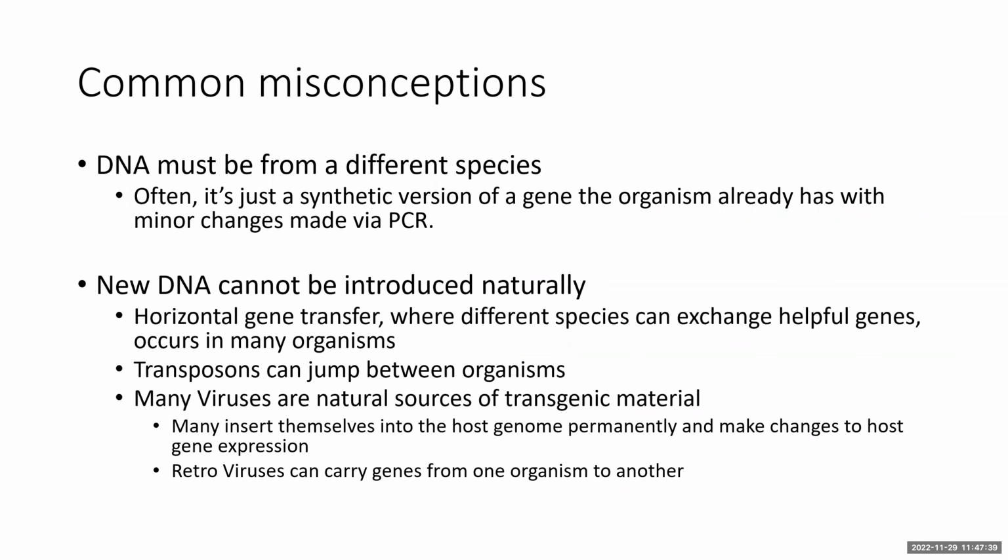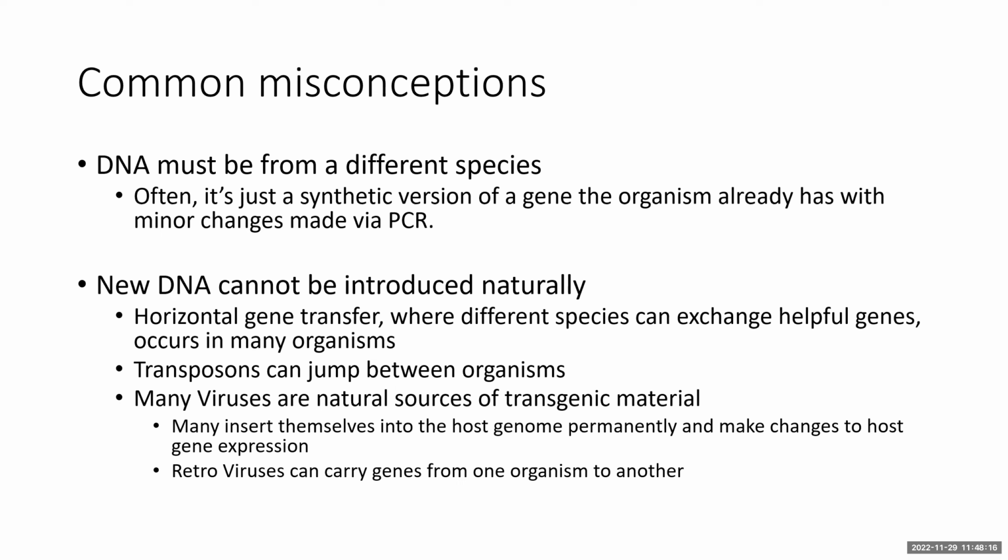The two most common misconceptions are that DNA has to be from a different species. Most of the time, that's not true. Instead, it's a synthetic version of a gene the organism already has, with changes made to it via PCR. For example, if you want to make a change to a gene you have that has a mutation that has a phenotype, if you were to fix that mutation, you could fix the phenotype. You wouldn't be introducing a new gene, you would be repairing one that already exists. But because you're using a synthetic piece of DNA to do that, you would be a transgenic organism.